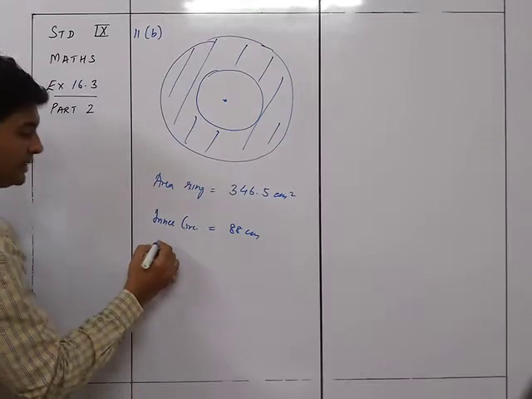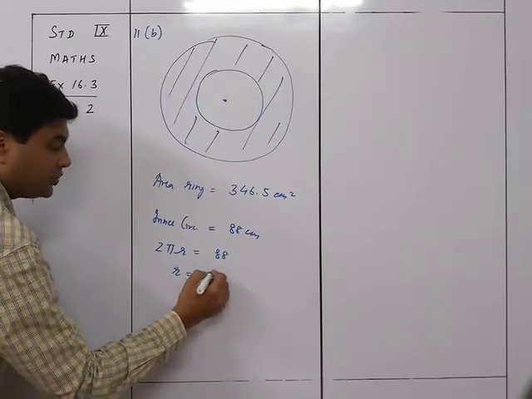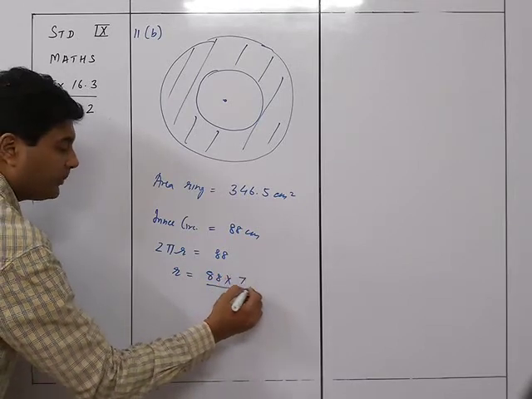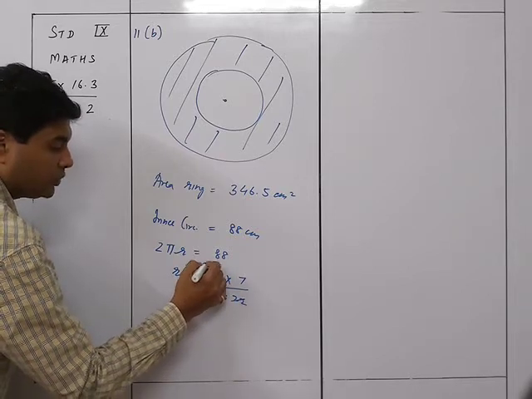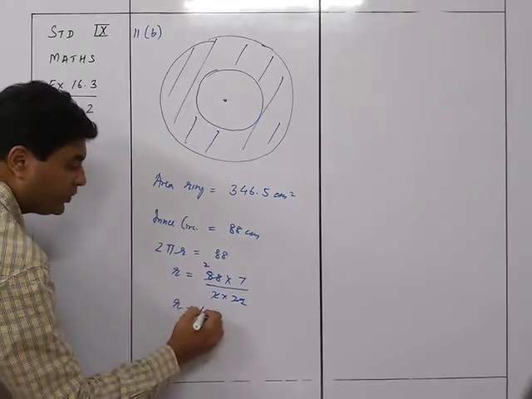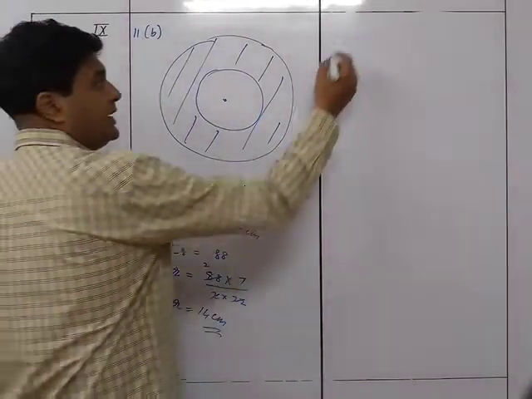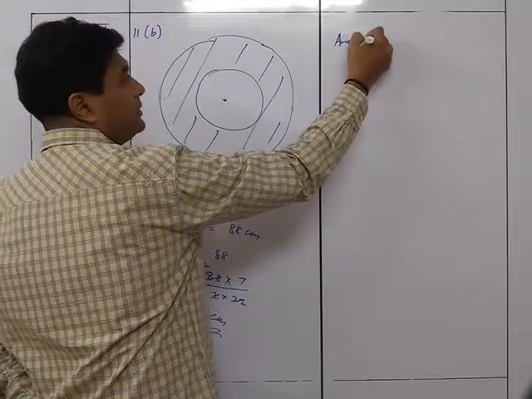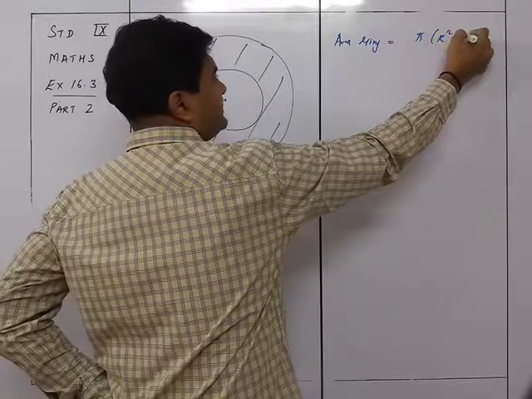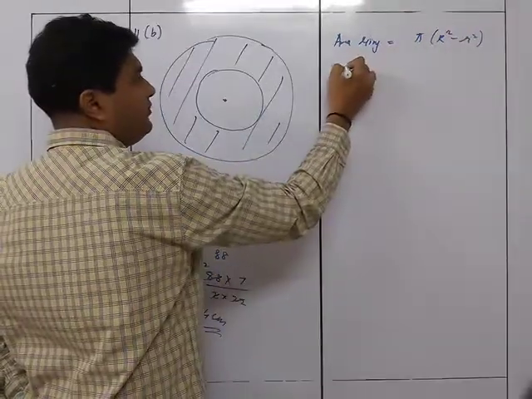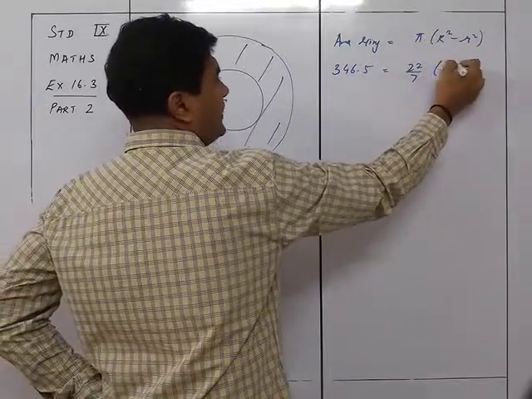So we know now that 2 pi small r is equal to 88. So r is equal to 88 into 7 upon 2 into 22. So that cancels to 2. So r is equal to 14 centimeters. Now we know over here that area of the ring is equal to pi R square minus pi r square. So 346.5 is equal to 22 upon 7 into R square minus 14 square.